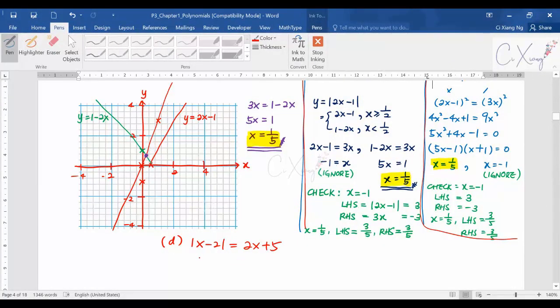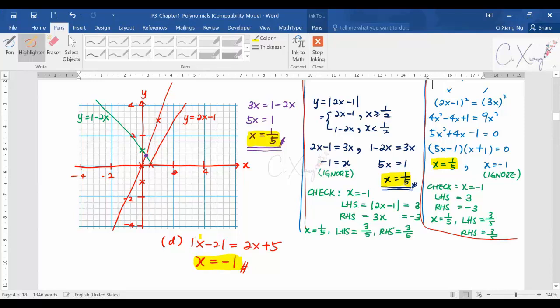For part D, if you do it correctly, you will get only one answer. The answer should be x equals -1. Only one answer for this particular question. So make sure you try it out. If you can, it will be best if you try all 3 methods.